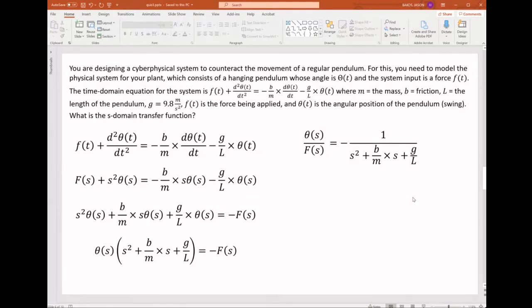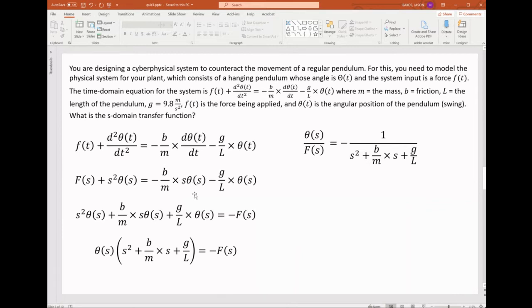What is the S domain transfer function? The idea is just to convert the time domain function to the S domain, so to do the Laplace transform. f of t becomes capital F of s. The second derivative of theta t is s squared theta s. And then on the other side of the equation, we have negative b over m multiplied by the first derivative of theta. The ordering here is a little weird, but it's still good. It's minus b over m times s theta s.